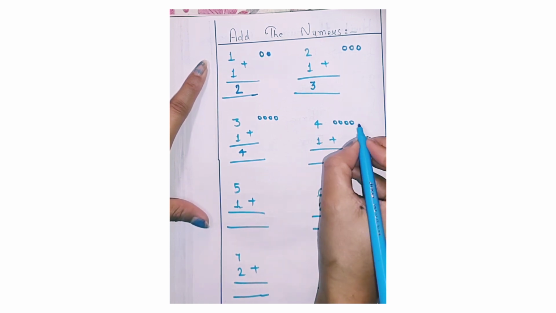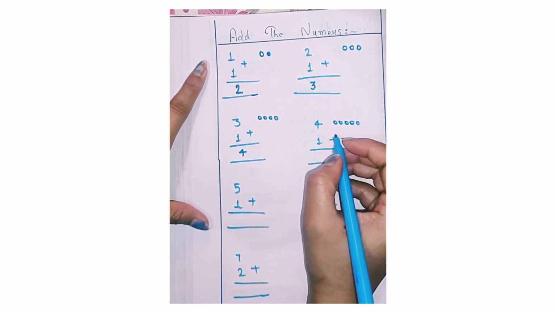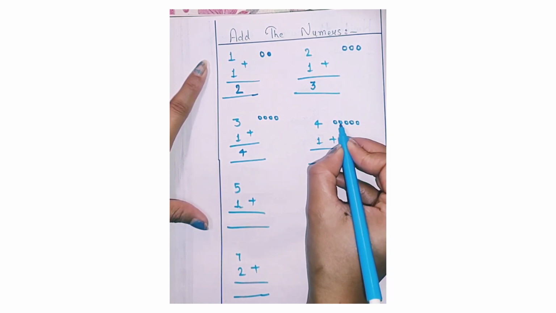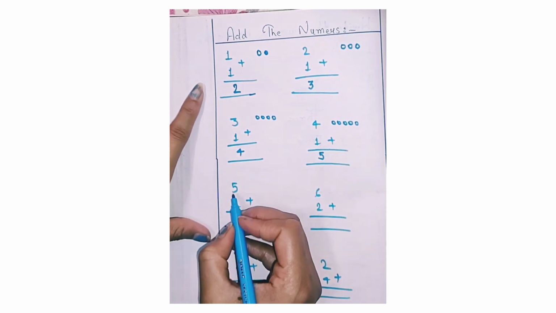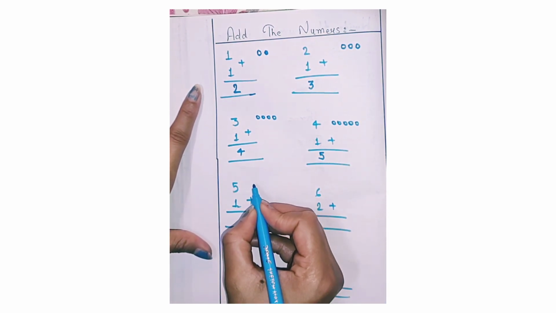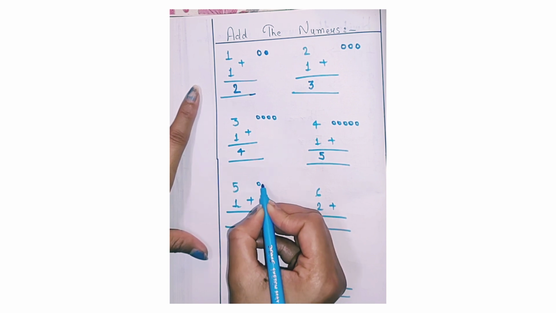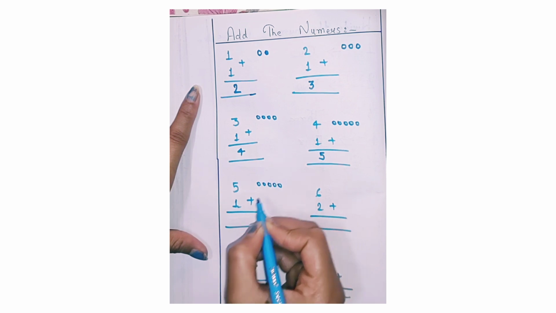Next 1 and 1. How many 0 are there? 1, 2, 3, 4, 5. 5. Write 5 here. Next, how many 0 are there? 5. Write 0. 1, 2, 3, 4, 5.